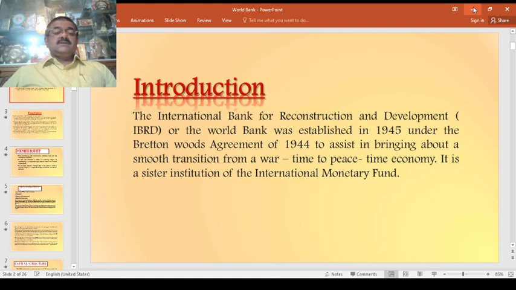In my last lecture we discussed IMF. This is also established in 1945, along with the IMF, as per the Bretton Woods Agreement of 1944. This particular World Bank is established to assist in bringing about a smooth transition from a wartime to peacetime economy. It is a sister institution of the International Monetary Fund.